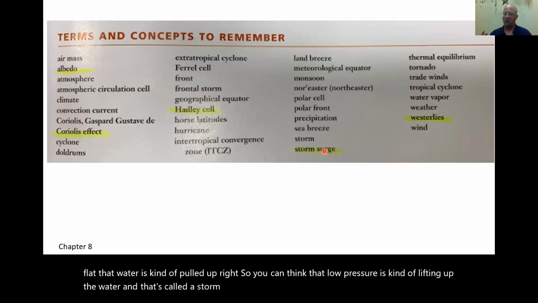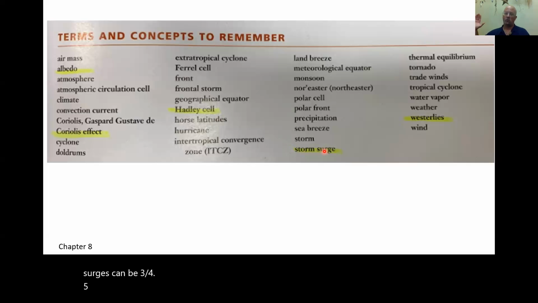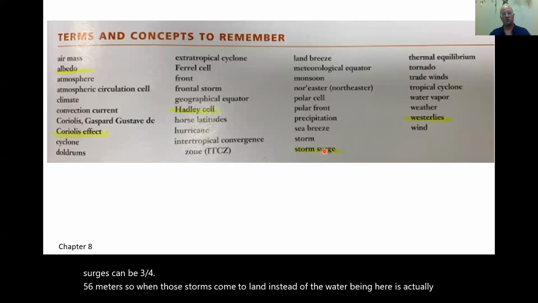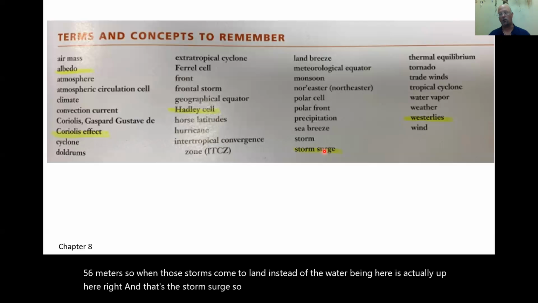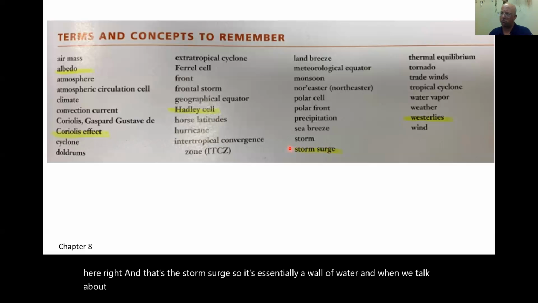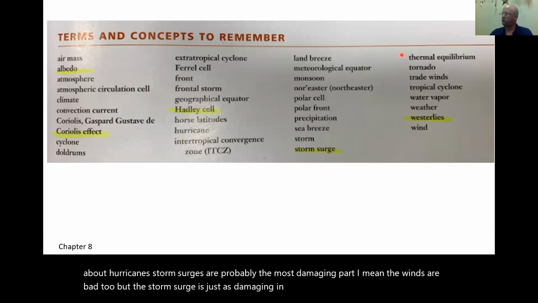This is really bad because some storm surges can be 3, 4, 5, 6 meters. So when those storms come to land, instead of the water being here, it's actually up here, right? And that's the storm surge. So it's essentially a wall of water. When we talk about hurricanes, storm surges are probably the most damaging part. I mean, the winds are bad too, but the storm surge is just as damaging, in my opinion.